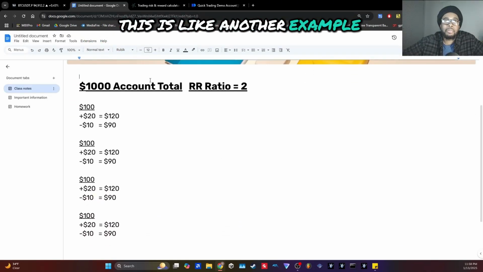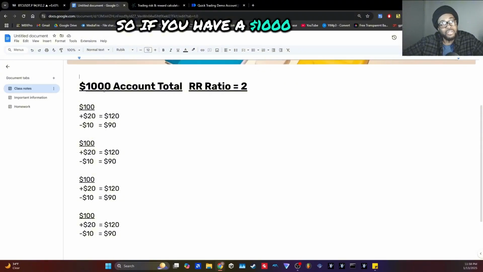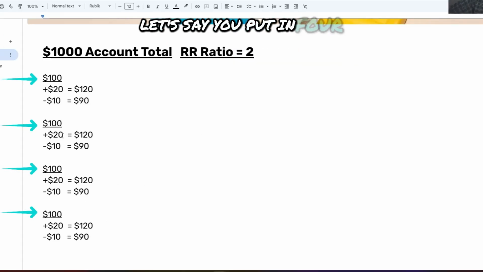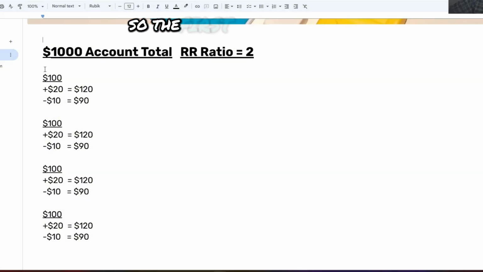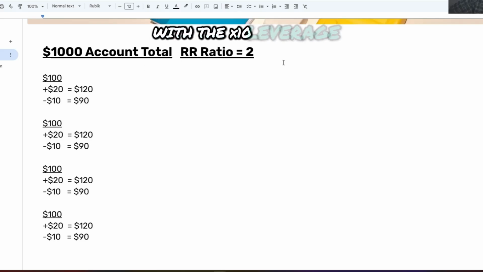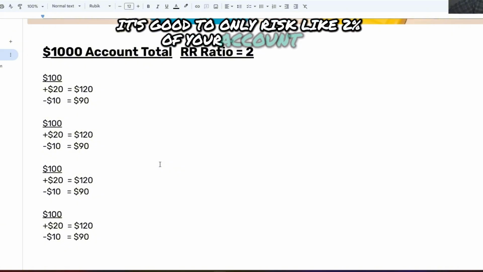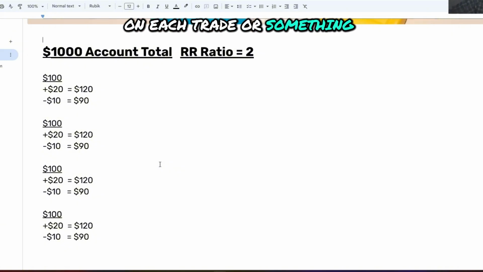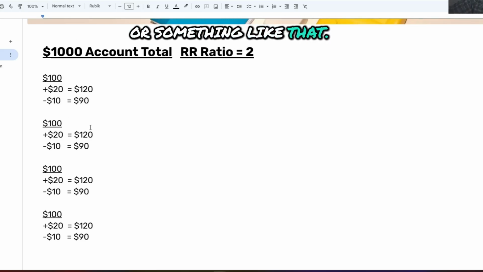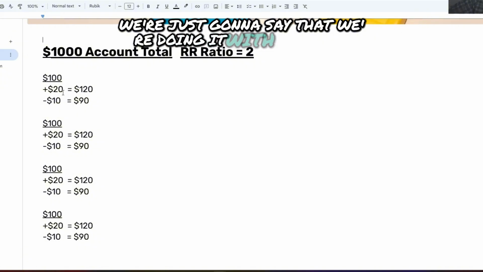This is another example that I wrote down. So if you have a $1,000 account total and your risk to reward ratio is 2, this is if you're regularly trading, like futures or something. Let's say you put in 4 different trades, right? So the first trade, let's say that if you win with 10 times leverage, most people say it's good to only risk like 2% of your account on each trade or something like that. So 2% of the account would pretty much be like $20 or something like that. We're just going to say that we're doing it with leverage, right?